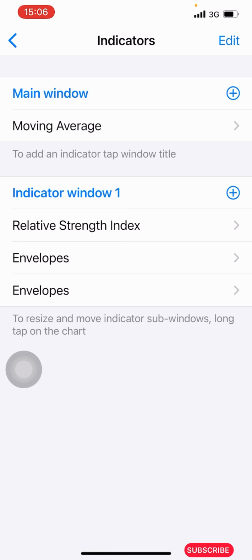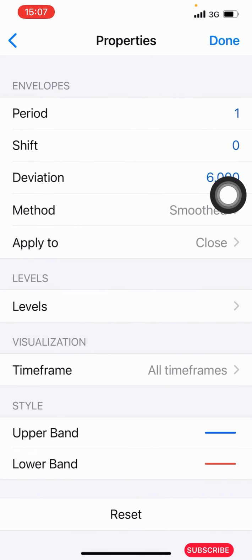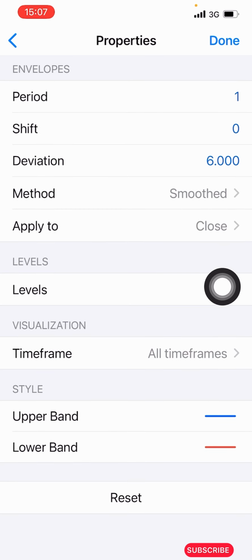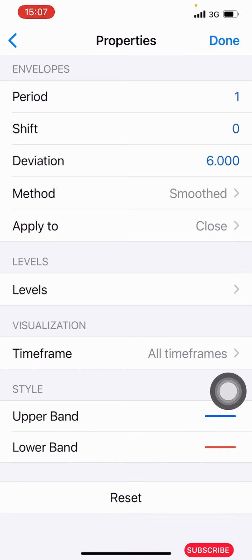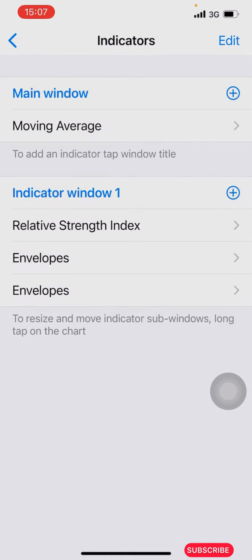Now the next indicator we have here is the envelope. You click on this indicator window 1 plus icon, and then you search for envelopes. The period is 1, shift is 0, deviation we have 6.000, method is simple, apply to close. The level you leave as it is, time frame all time frame. For the style, you make the upper band color blue, 3 pixel, the lower band color red, same 3 pixel, and you click on done.